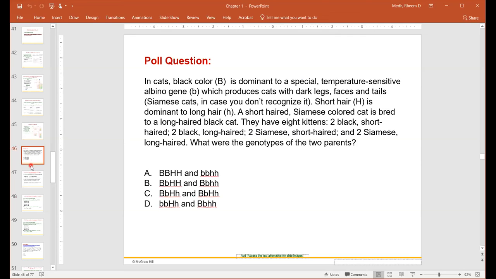Yes, I did it like this. I'm going to try and keep that, not erase that. So it says a short haired Siamese colored cat. Short haired is dominant, so it will be like this. And Siamese colored is recessive, so it will be like this. So the first parent is like this: a short haired Siamese colored cat is bred with a long haired, which is recessive, so we're going to put it like this, and a black cat, which is like this. Are you with me now?